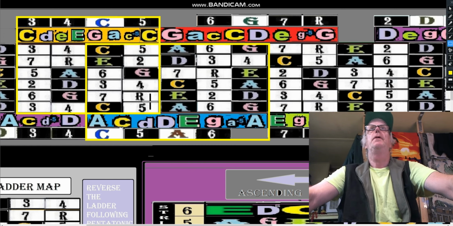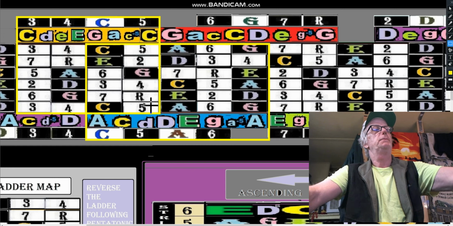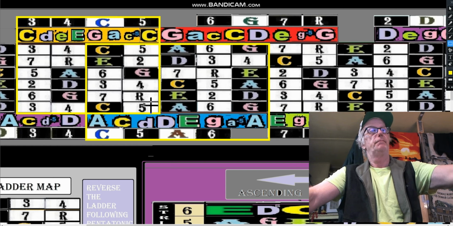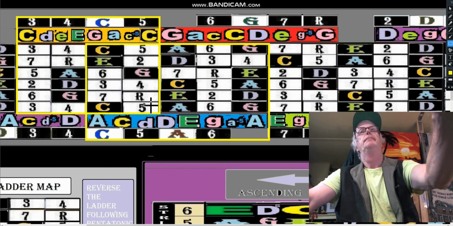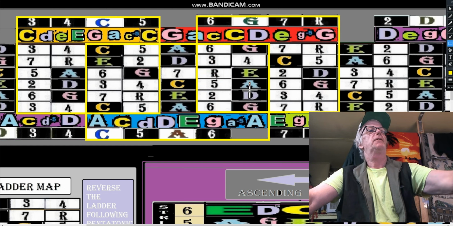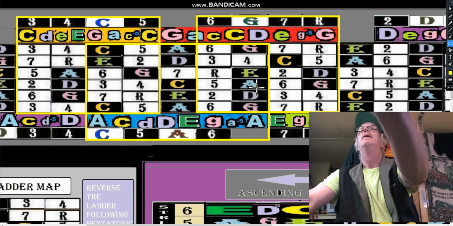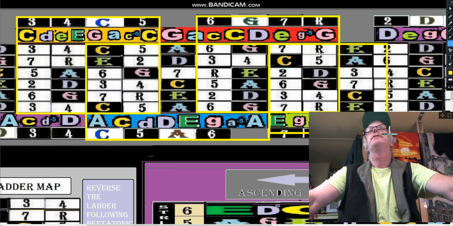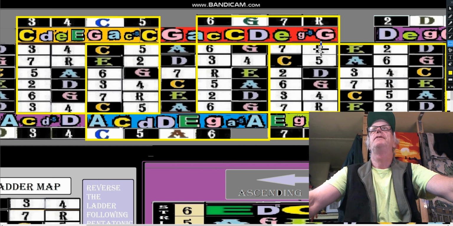Okay, now we're going to do the A inversion, just the same as C, but it's going to start on the 5. And then up here you've got the G box, which starts on the 6. Alright, and so on and so on. The E box is kind of like an exception. It starts on the root in the pentatonic.